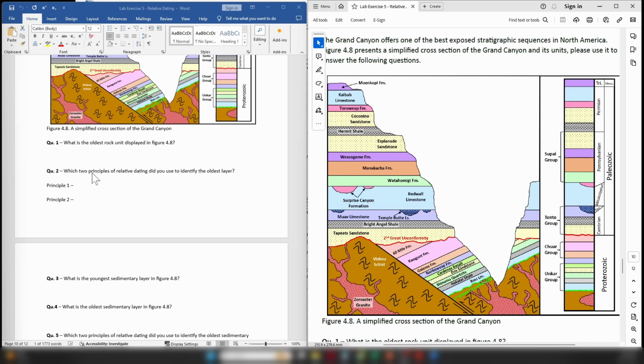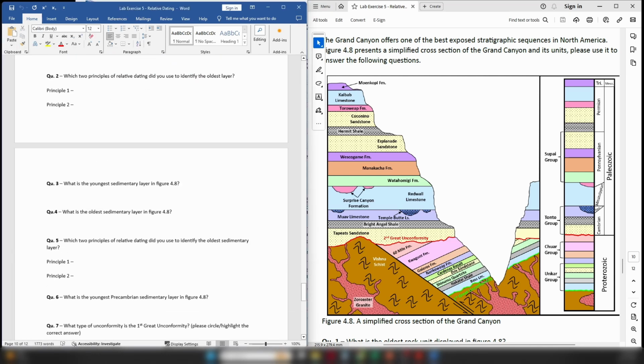So once you have worked out what the oldest rock unit is in figure 4.8, you're then going to answer question 2. And question 2 asks you, which two principles of relative dating did you use to identify the oldest layer? So once you've worked out what the oldest layer is, think about the principles that you employed to actually come to that conclusion. And please write your answers, principle 1 and principle 2.